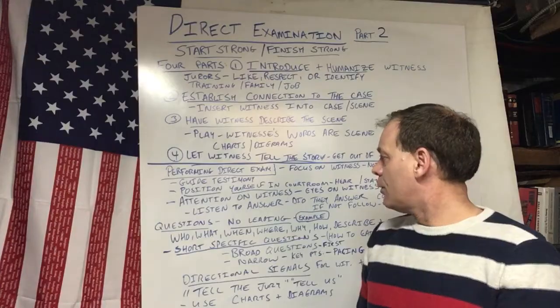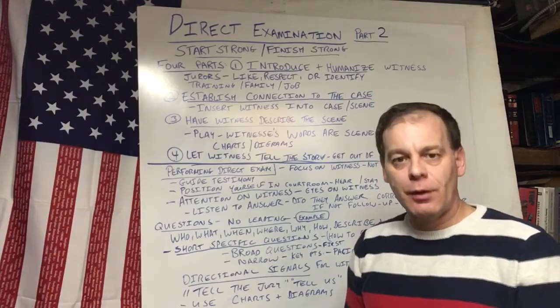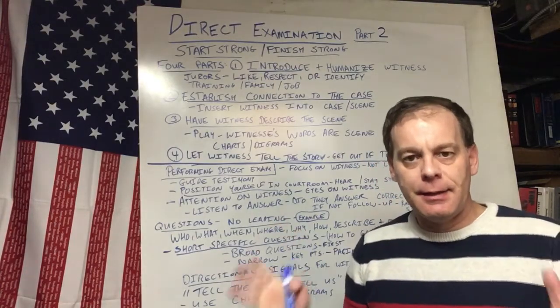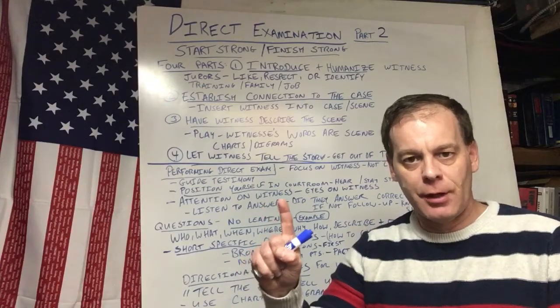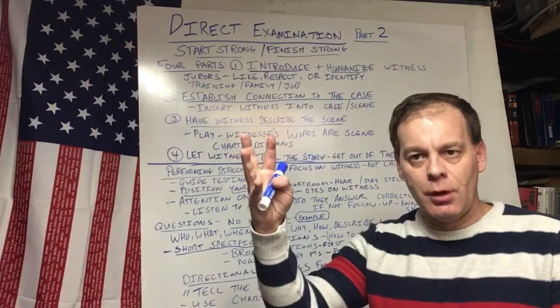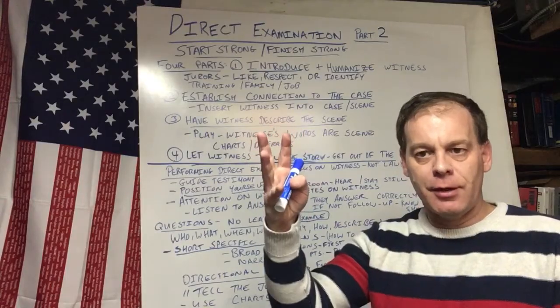And another thing we're going to do is let the witness tell their story. We're going to get out of their way and let them tell the story that they're here to tell, because the focus is always on the witness, not on the attorney. So that's our 4 parts of direct examination.